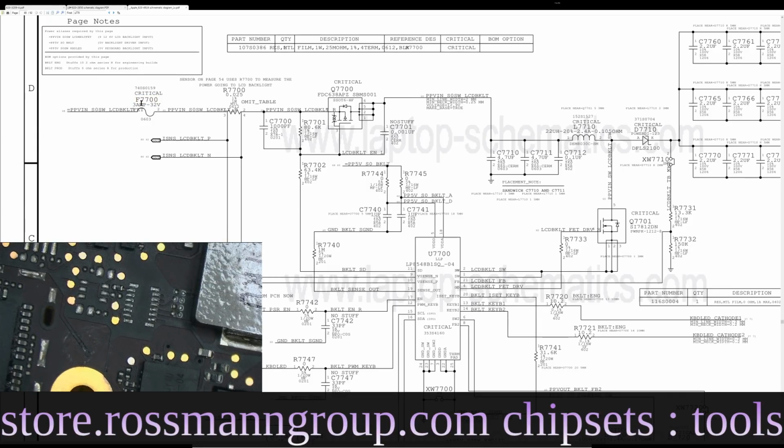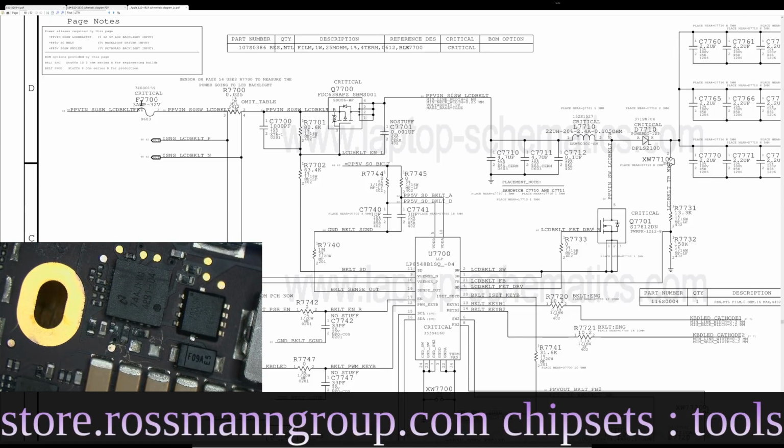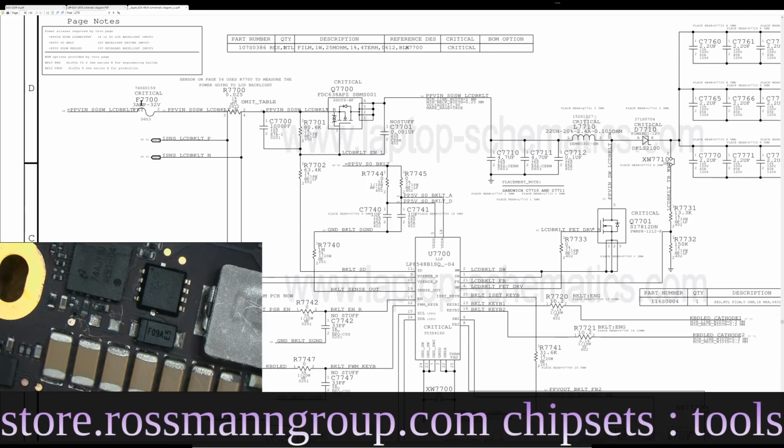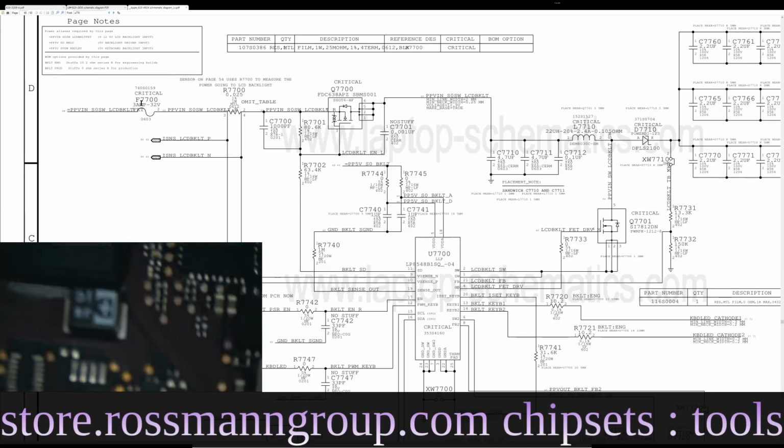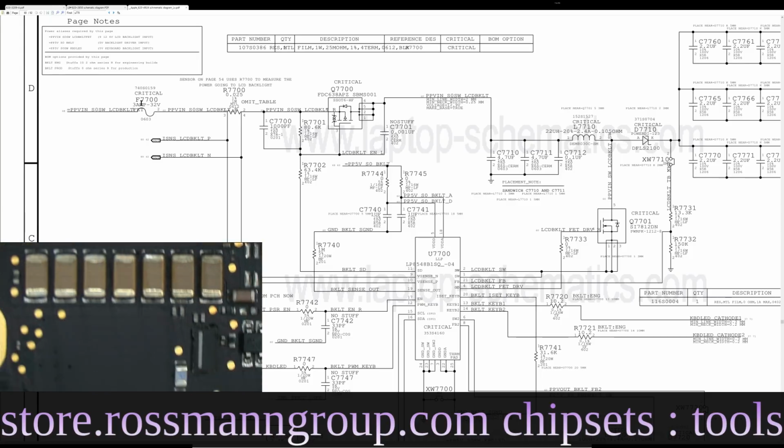Now, do keep in mind, we cannot use the board view because this board looks so entirely different that there would be no point whatsoever. Everything on this board is laid out differently. We would have to figure this out from scratch.